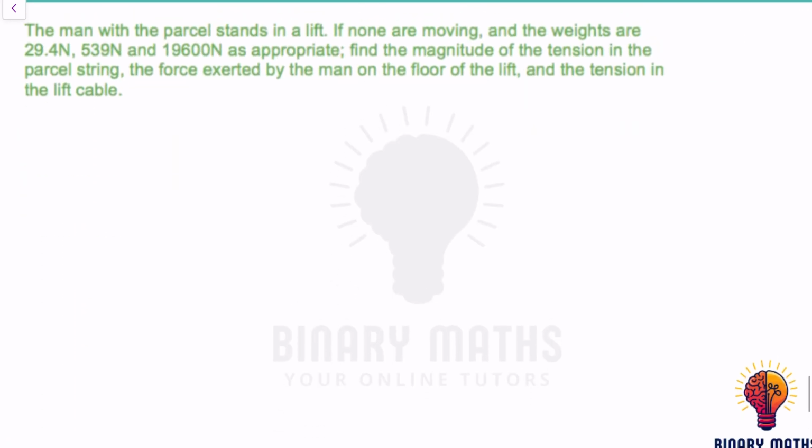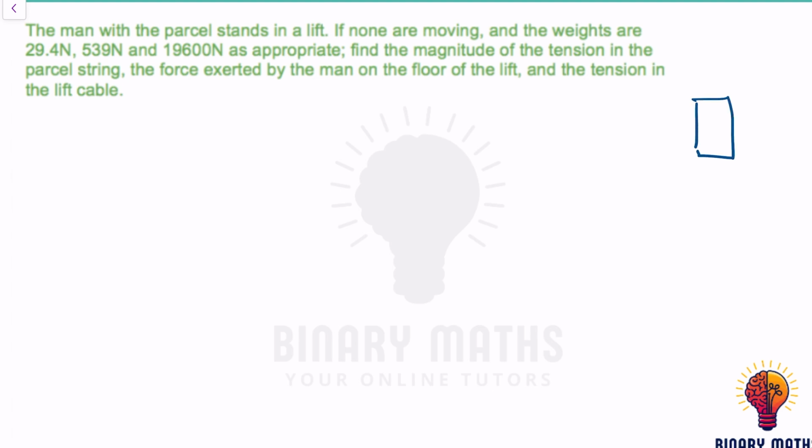A man with a parcel stands in a lift. If none are moving and the weights are 29.4 newtons, 539 newtons, and 19,600 newtons as appropriate, find the magnitude of the tension in the parcel string, the force exerted by the man on the floor of the lift, and the tension in the lift cable. So we've got a man on a lift with a parcel on a string. Okay, so we have the lift.